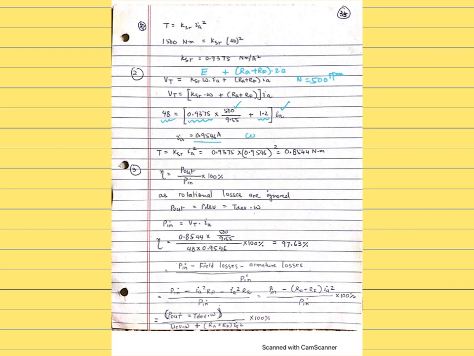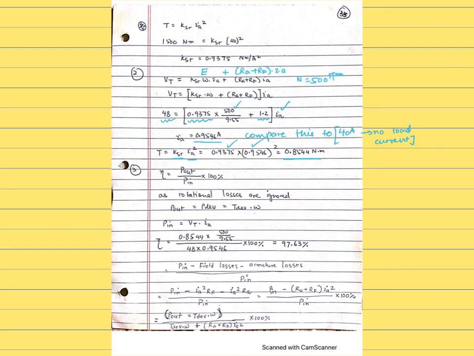So compare this to 40 amperes. That was the standstill current. So it's more than 40 times smaller. So the torque it will produce under that condition is KSR times Ia squared. That's substituted, and that's the value of the required torque.